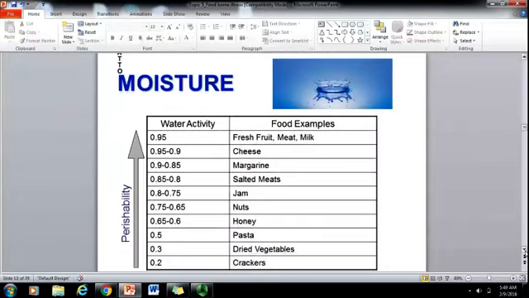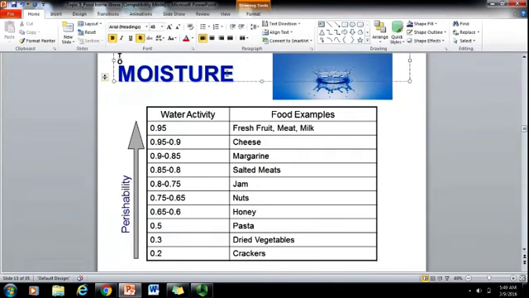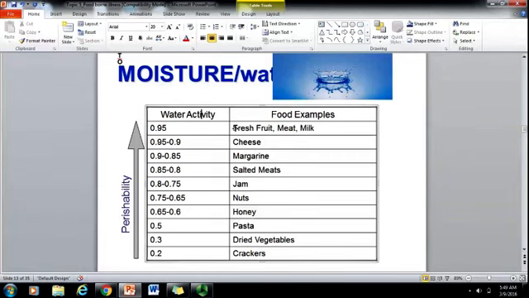And the last factor is moisture, or in other words, we call it water content. Moisture or water content of the food. Okay, if you can see, some of the food has higher water content, such as fresh food or dairy products. This food usually has higher water activity. Remember, water content and water activity are two different things. Water activity is the water that is not bound to the food molecule.